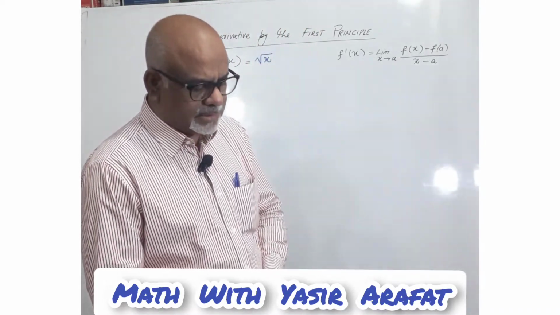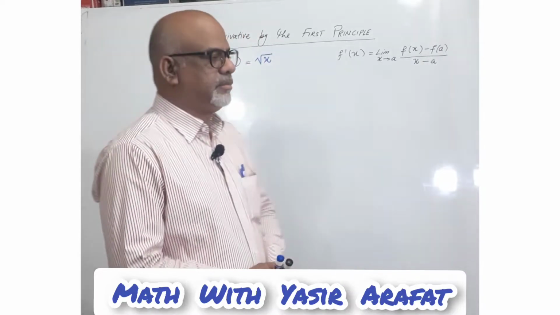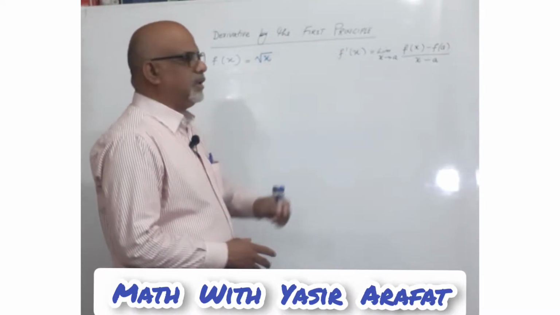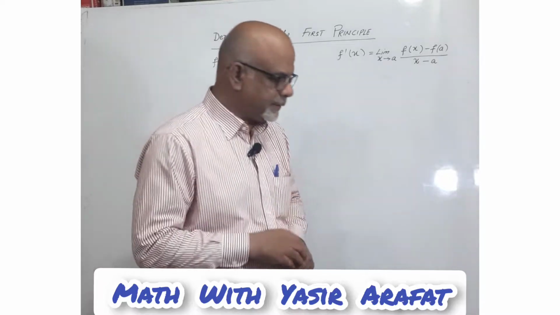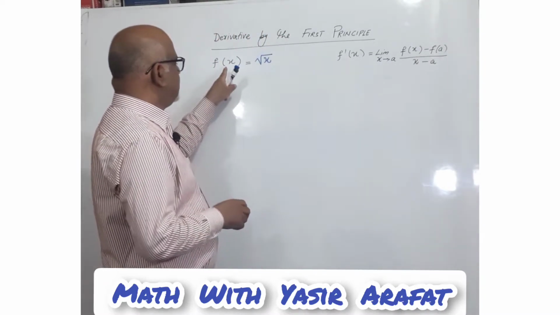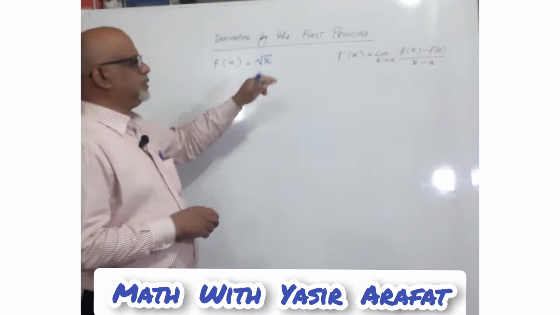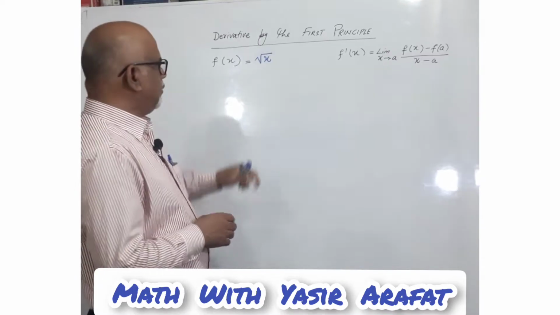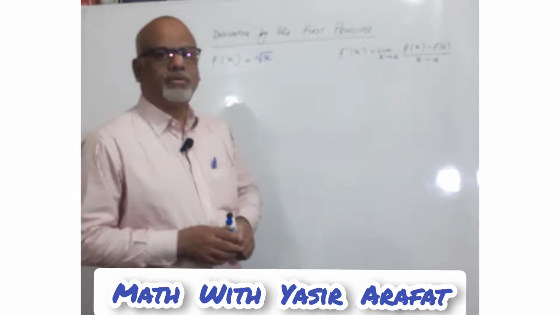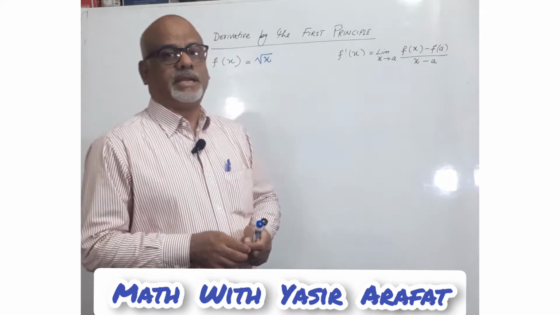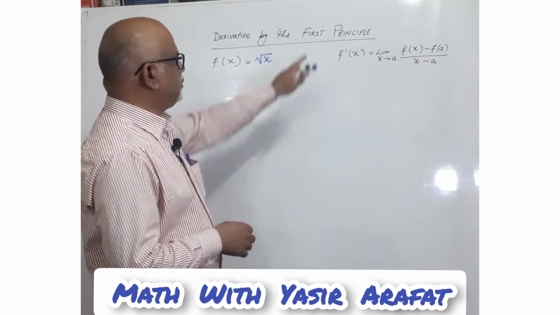We have a second lecture to find out the derivative by using first principle method of algebraic functions. Now we have a second question here, that is f of x is equal to radical x, f of x is equal to square root of x. We have to find out its derivative by using first principle.